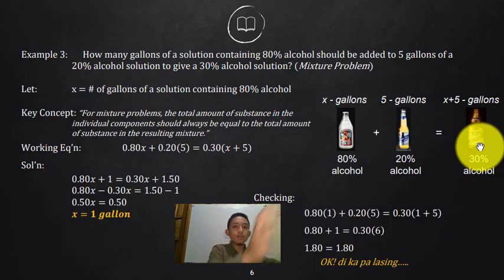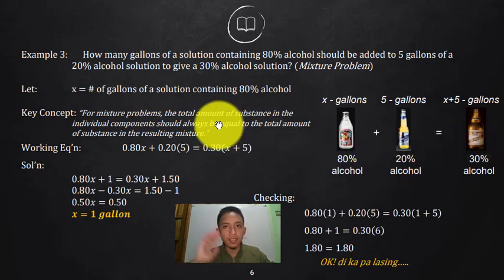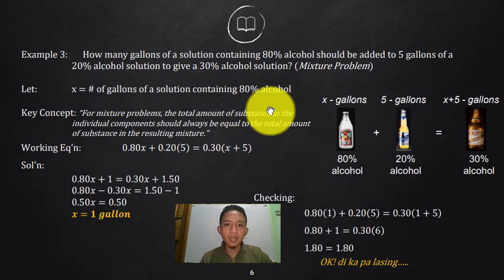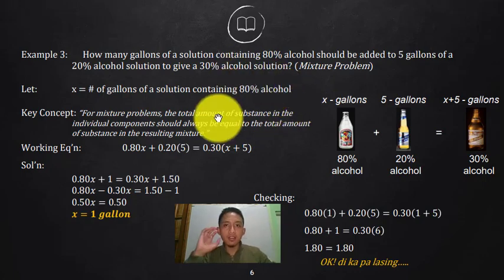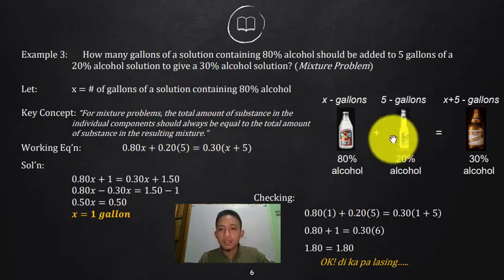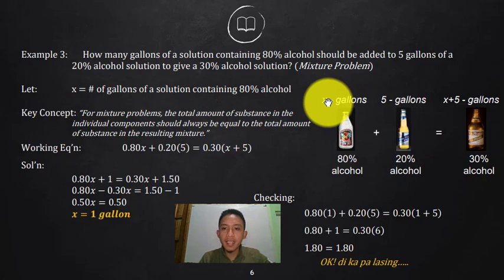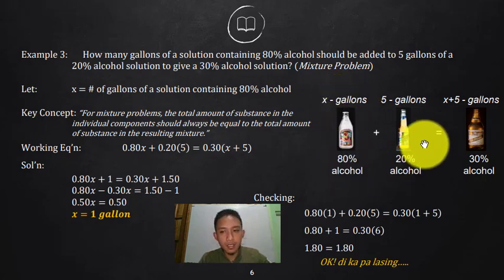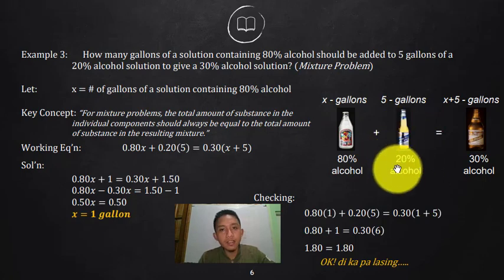The amount of alcohol in all of these mixed components, if I mix them together, is still the amount of alcohol in the total resulting mixture. That is the key concept that you should not forget in your mixture problems. You might be talking here of different substances, but the concept is still the same. So again, in this X, the unknown number of gallons, the alcohol is 80%, and in that 5 gallons, the alcohol is 20%.